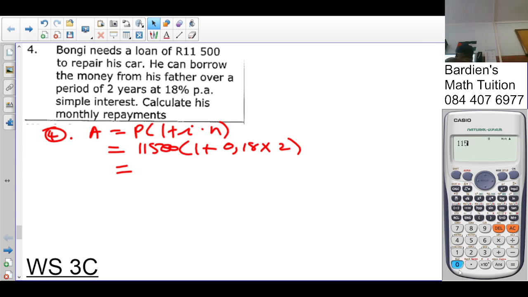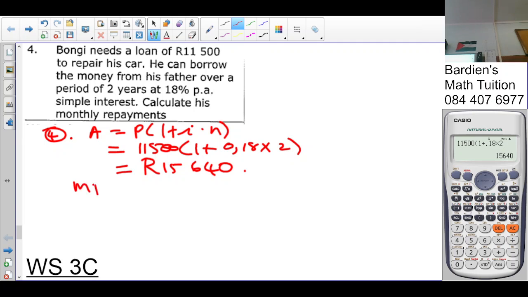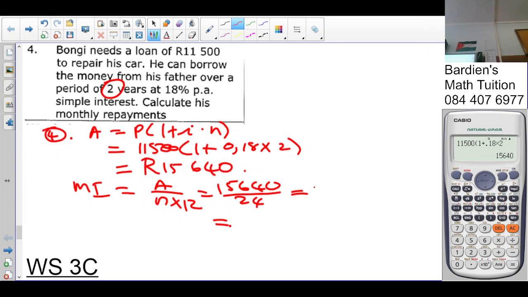People, that is 11,500 into 1 plus 0,18 times 2. 50,640. So your monthly installment is what? A over N times 12. It's 50,640 divided by. How many years is this for? 2 times 12, 24. So divide that by 24. Gives me 651 rand and 67 cents.